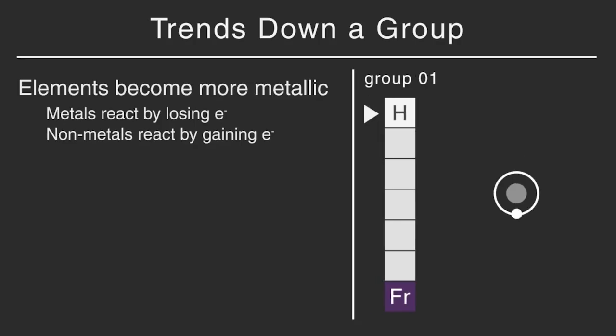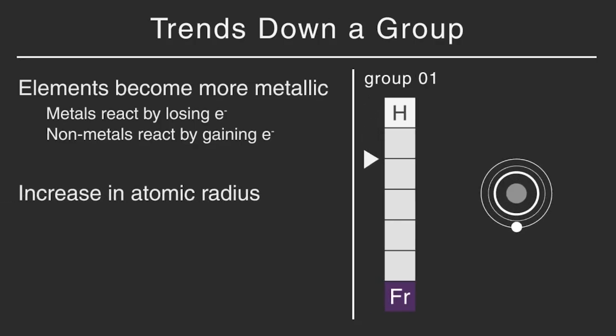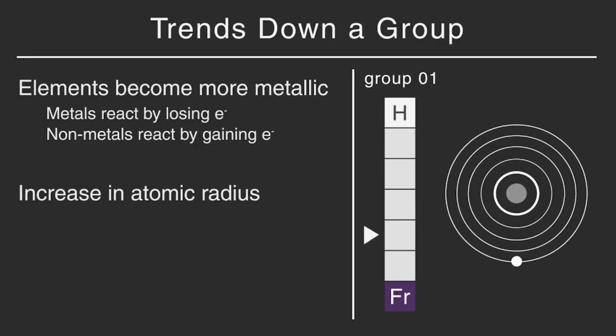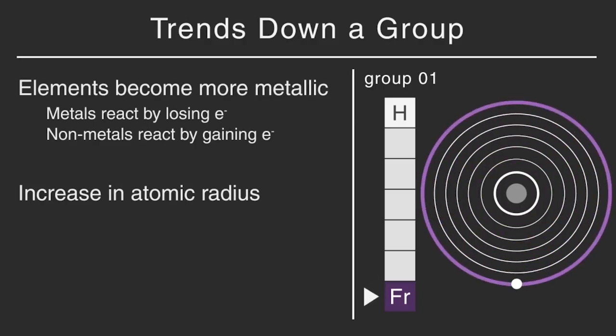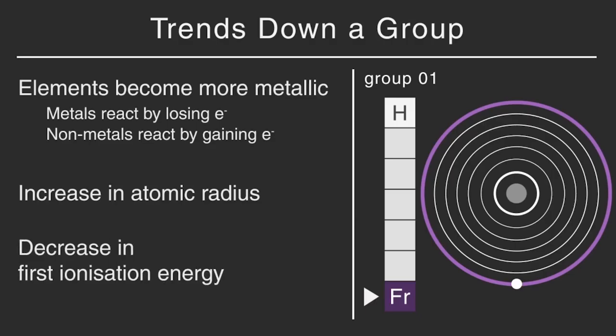Also going down the group, there's an increase in atomic radius. This means that an extra shell of electrons is added for each successive element. However, there's a decrease in first ionization energy, which, as noted before, is the energy needed to remove the outermost electron.